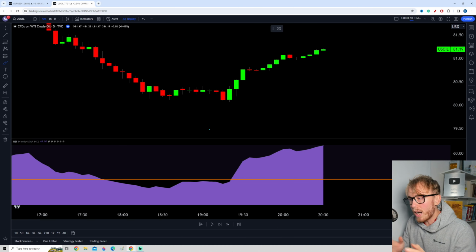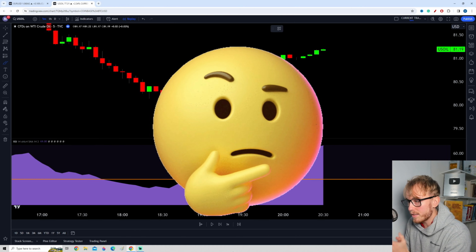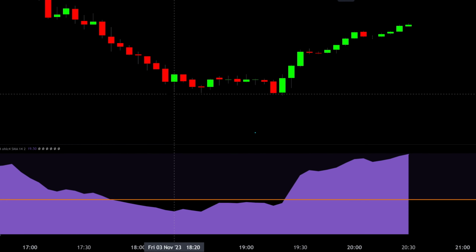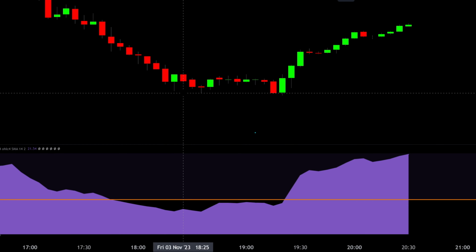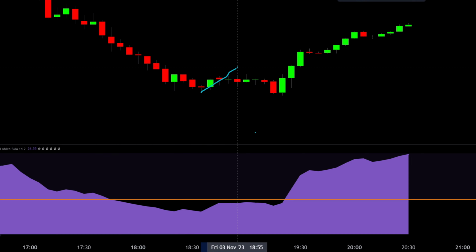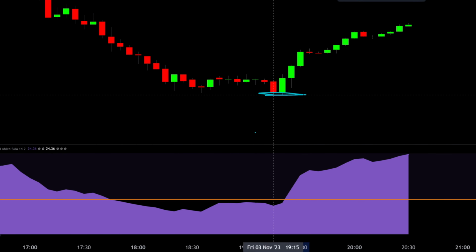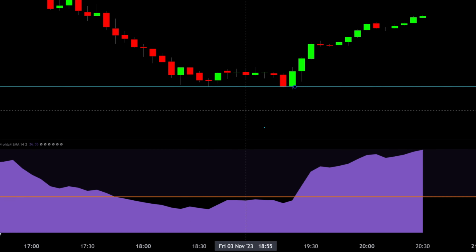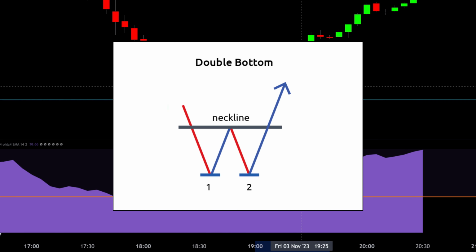Alright guys, so now how do we actually execute this strategy? Well, the concepts here are very straightforward. We want to look out for two things. The first thing we want to look out for is that we want to see a low here. We want the price to bounce and come down to the exact same low. We can use our horizontal line for this if we want to, and draw a line right here. So as you guys can see, this is pretty much a double bottom pattern.